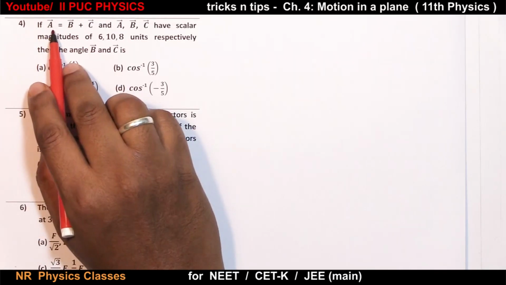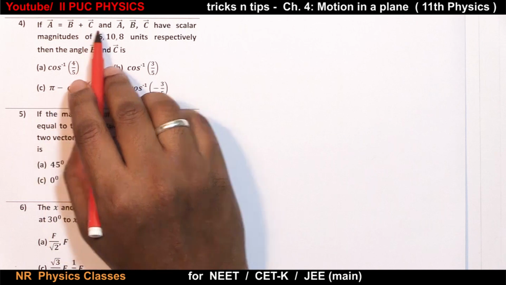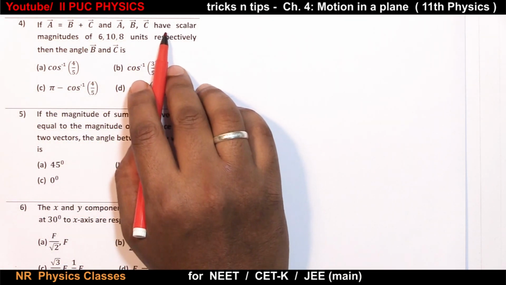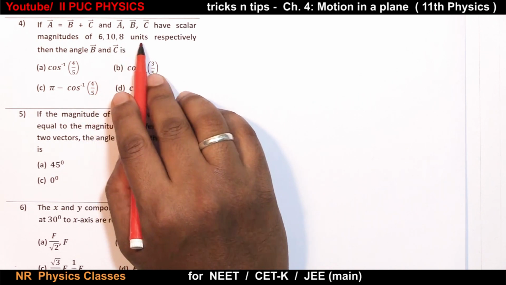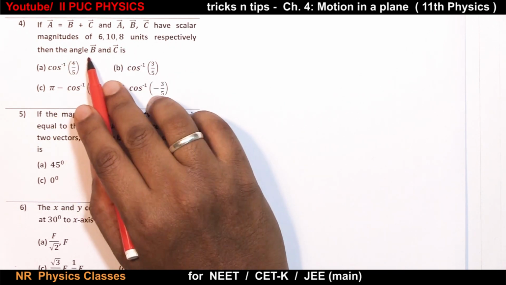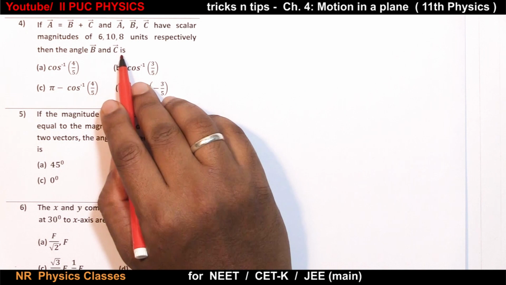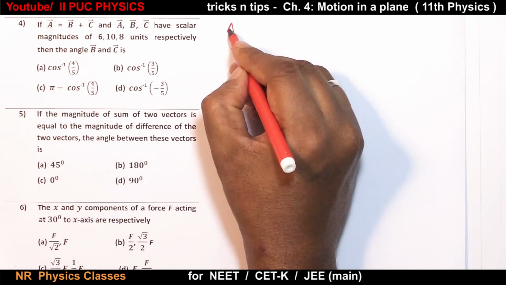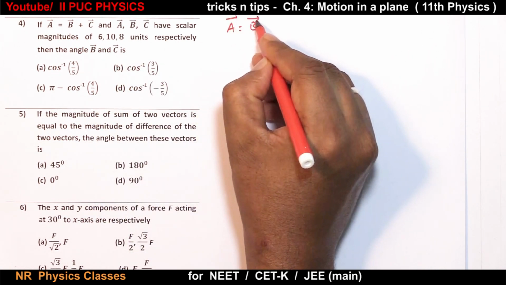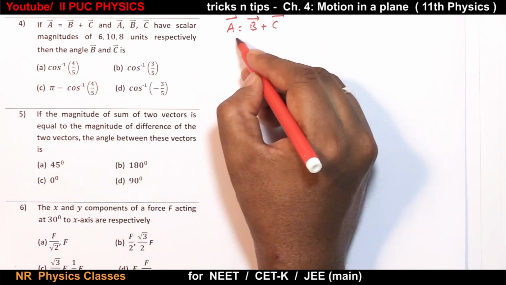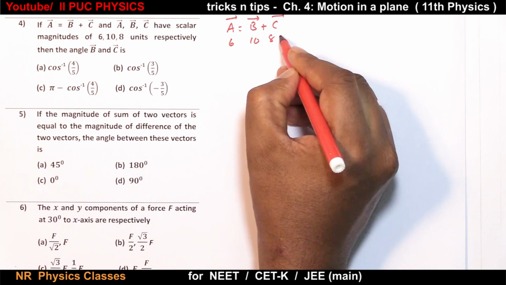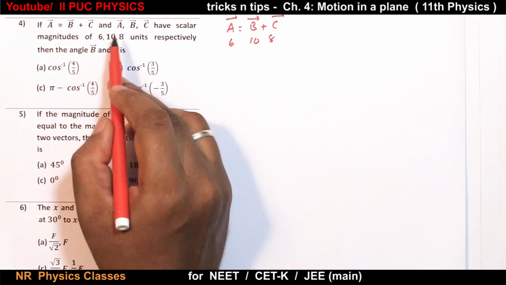If A equals B plus C, and A, B, C have scalar magnitudes of 6, 10, 8 respectively, then find the angle between B and C. So A equals B plus C, fine. A, B, C are 6, 10, 8. This is 6, 10, 8. Angle between B and C.